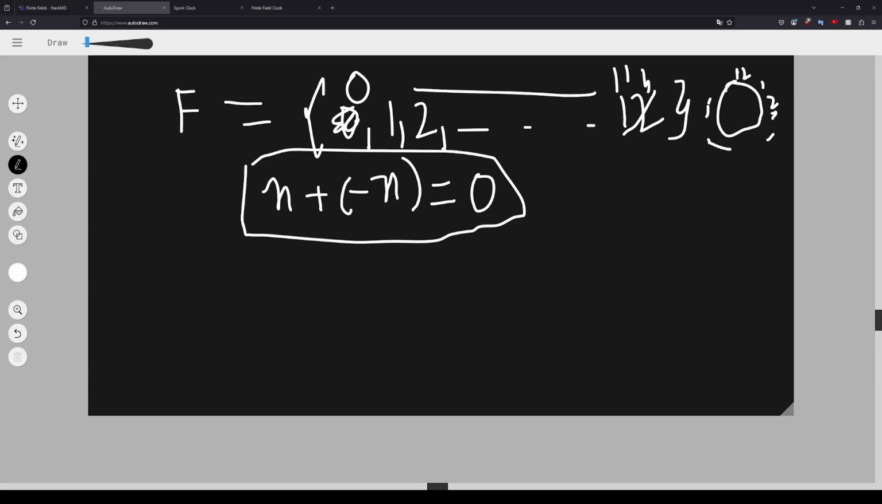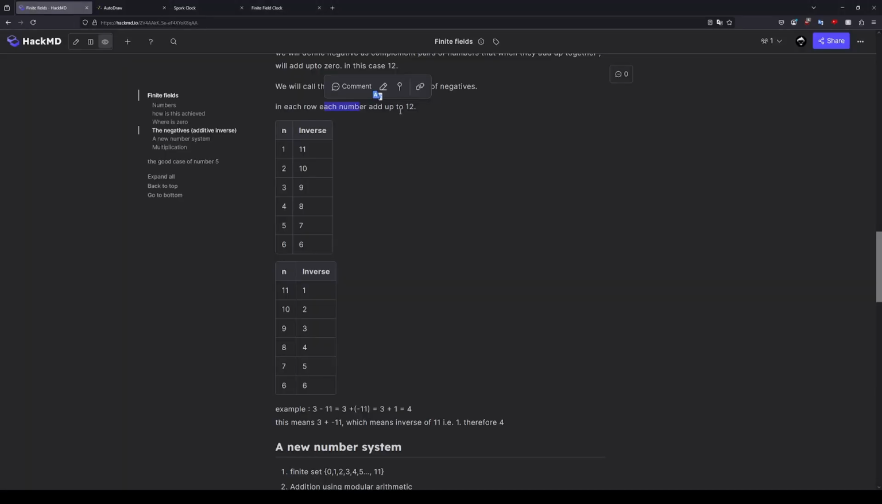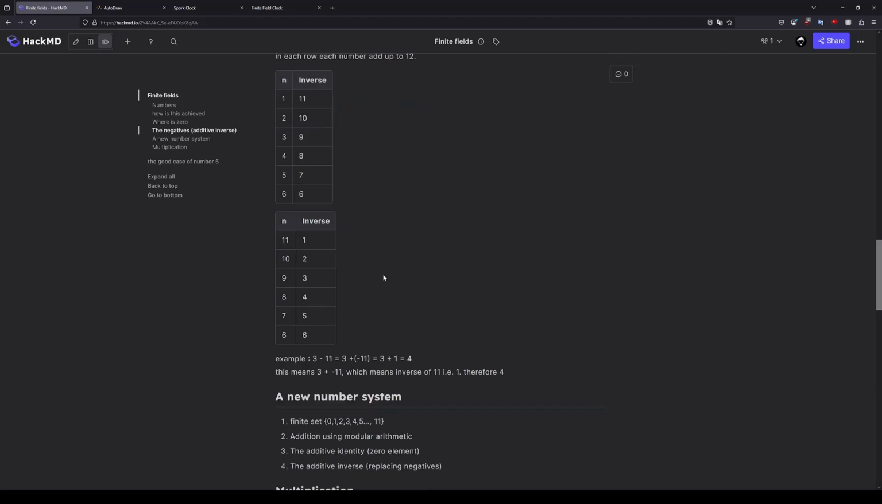I prepared a table for you guys. In each row, each number adds up to 12. So 1 plus 11 equal to 12, which, as we established before, 12 is 0. So 2 plus 10 is 12, and we will do this for the whole set. Here's an example: 3 minus 11. For 11, it's 1. We can write it as 1. It's 4. This means 3 plus minus 11 means 3 plus the inverse of 11, that is 1, which is 4. Therefore, 4.